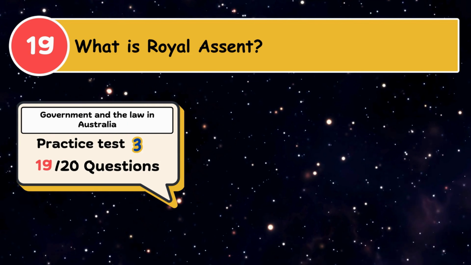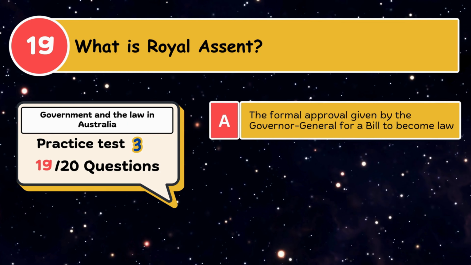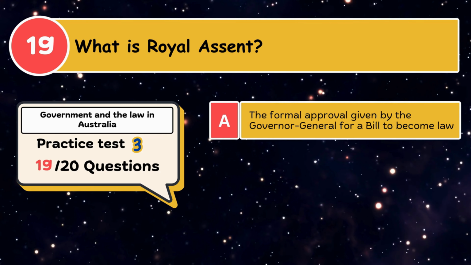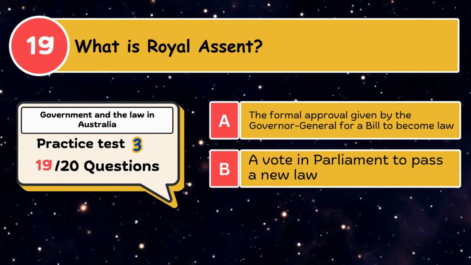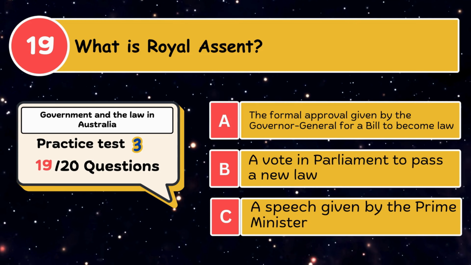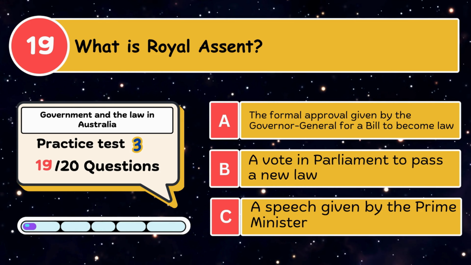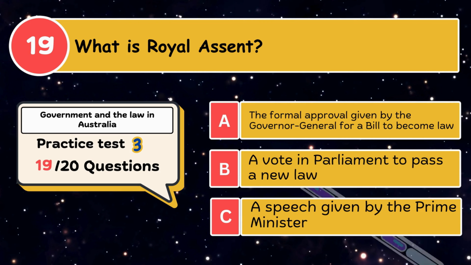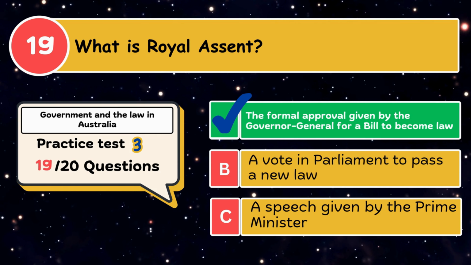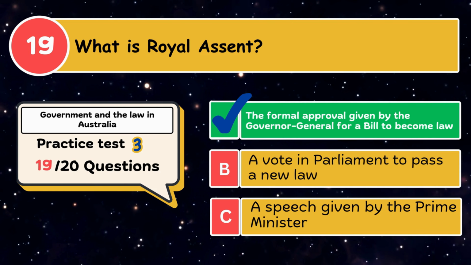What is royal assent? A. The formal approval given by the Governor-General for a bill to become law. B. A vote in Parliament to pass a new law. C. A speech given by the Prime Minister. The correct answer is the formal approval given by the Governor-General for a bill to become law.